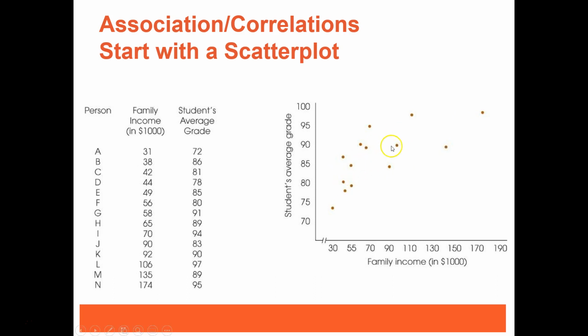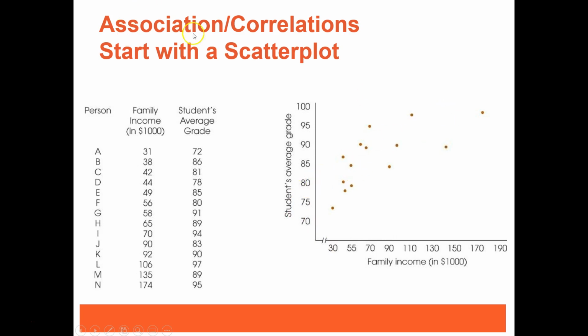And hopefully you're seeing the pattern that as family income goes up, students' average grade tends to go up. And as family income is lower, students' average grade is lower. We're looking at this relationship.